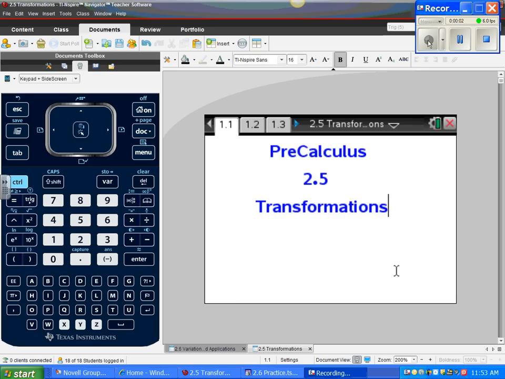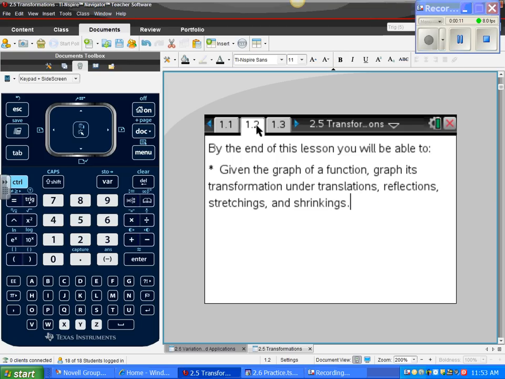This lesson is for Mrs. Cucci's College Now Pre-Calculus class. We are on lesson 2.5, and today we're going to be talking about transformations. By the end of this lesson, you will be able to, when given the graph of a function, graph its transformation under certain translations, reflections, stretchings, and shrinkings.